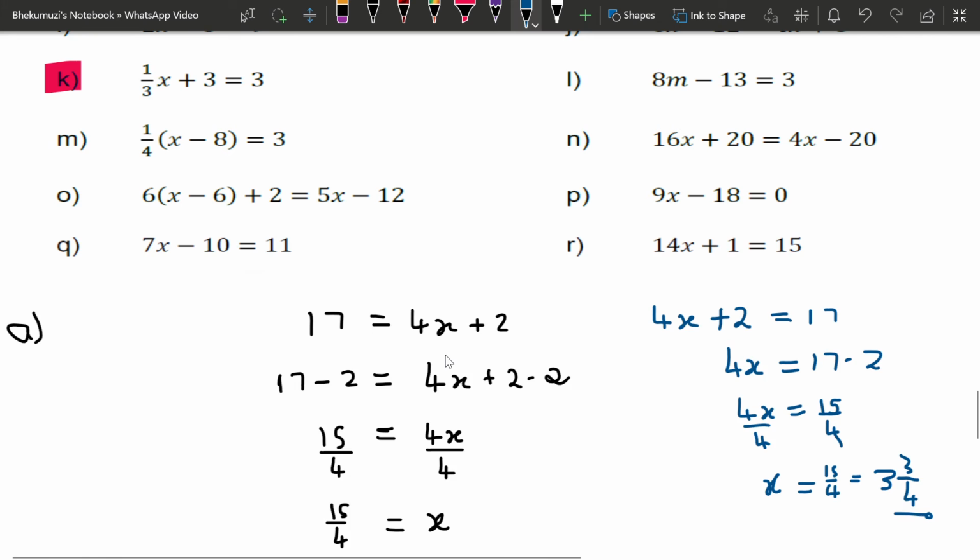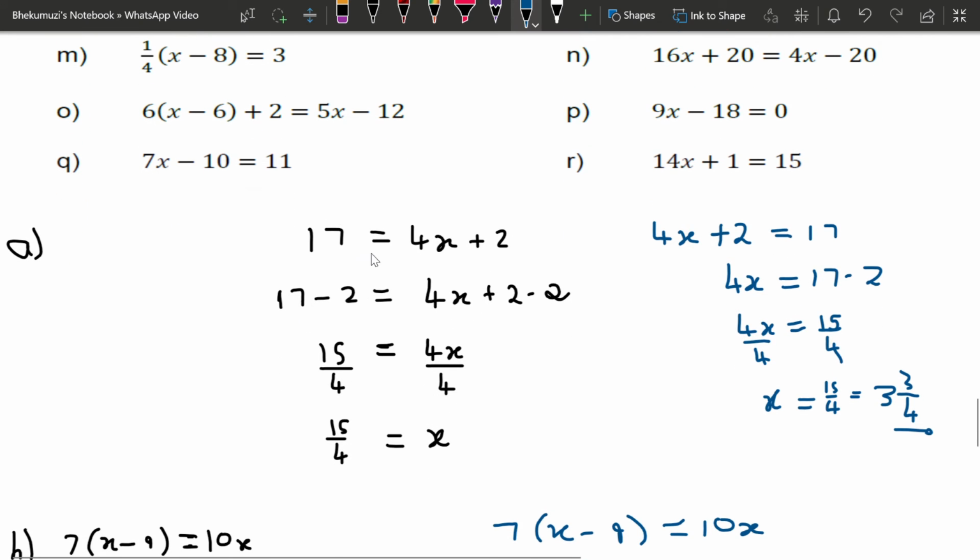So how do we do this? The first one is 17 is equal to 4x plus 2. So the idea is that we need to find x, just x, not x to the power 2, not x to the power 3, not 4x. We are looking for x, right?